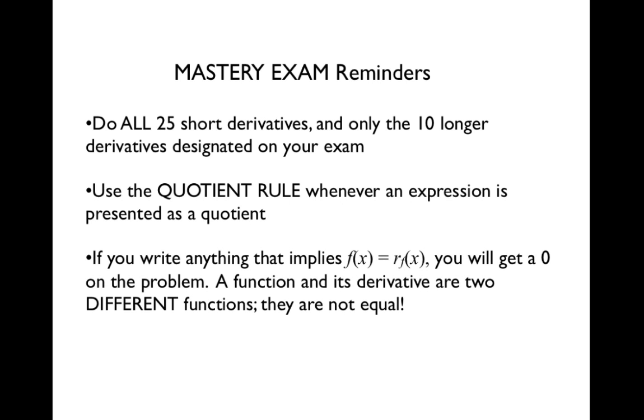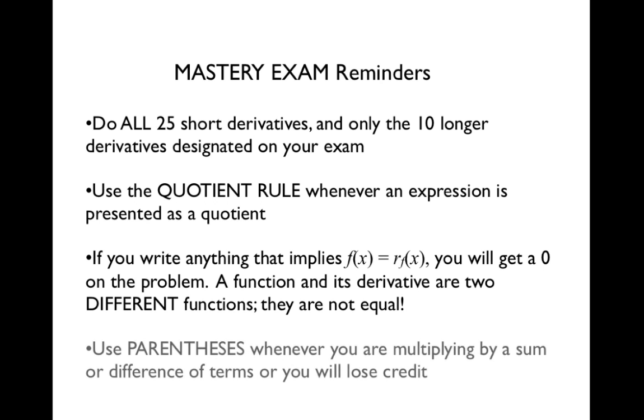If you write anything that implies the original function equals the rate of change function, you will get a 0 on the problem. A function and its derivative are two different functions. They're not equal. Last thing, we mentioned this last time. We didn't get to see any like this today, but let me just give you an example.